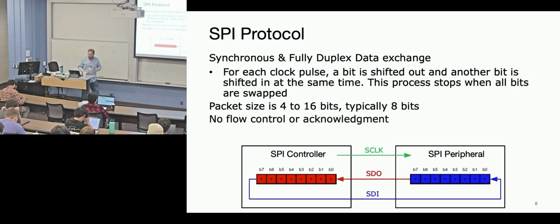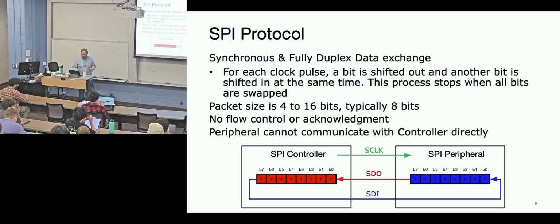There's no flow control or acknowledgement in this protocol. In early versions of UART, there were lines that would be raised and lowered if the data was received, or if it was ready to receive. That's not going to happen in this protocol. One of the challenges here is that the peripheral has no method for telling the controller, I have information for you. Right?